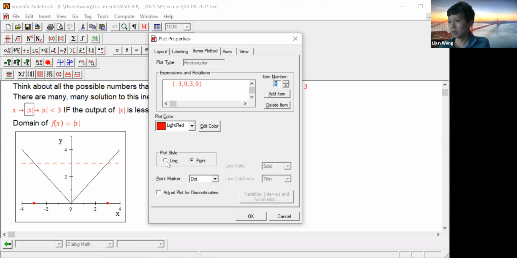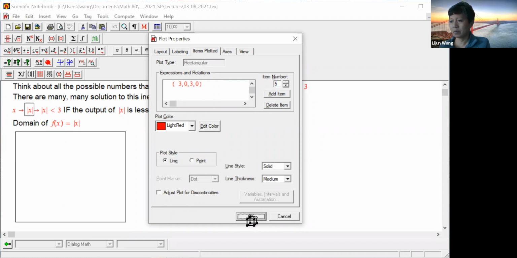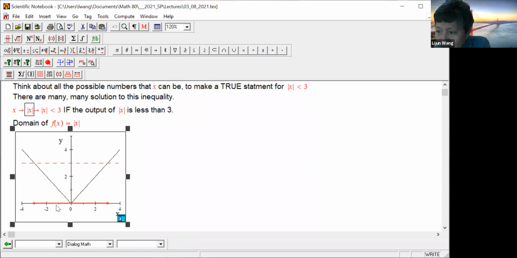There, make the line thicker. Every point is an input here. You can see for this input, the output is going to be this high. Is it less than 3? And the answer is yes. Therefore, this point, whatever it is, it looks like between 1 and 2, 1 point something, is going to be a solution.